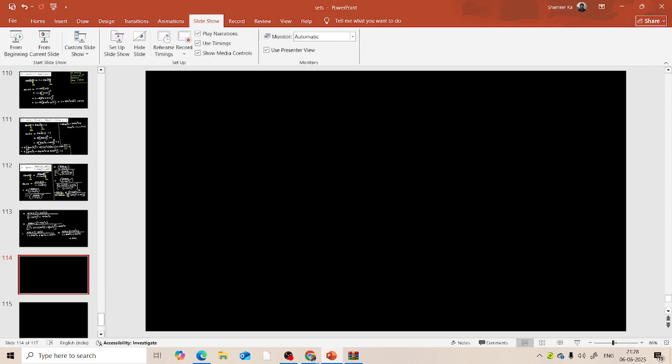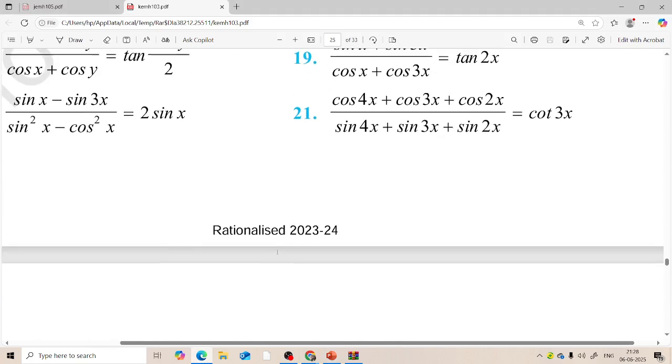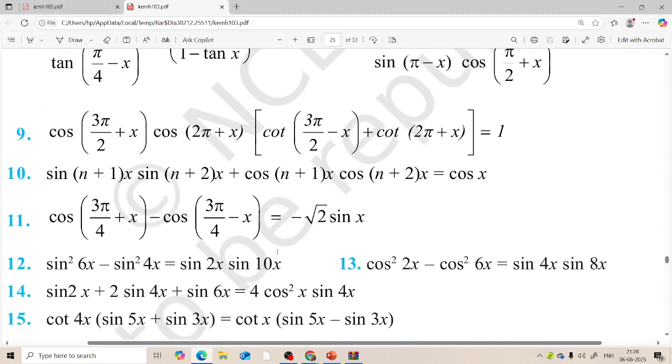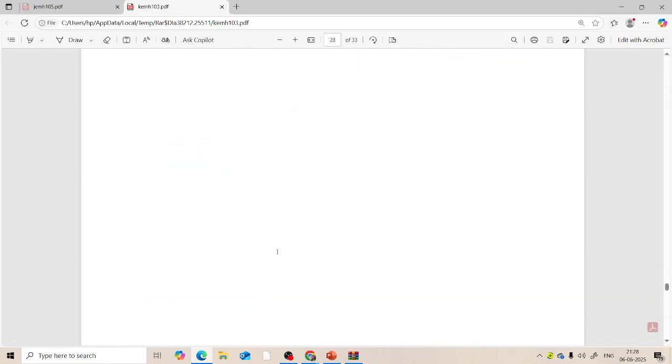Today I will not discuss a new formula. That is not good. Only this type of question is given in the textbook. One minute, just a minute.